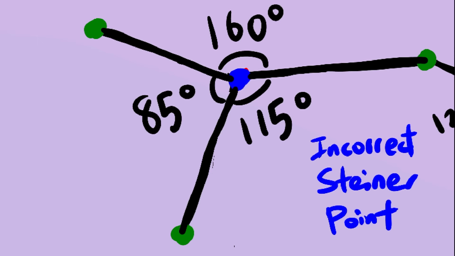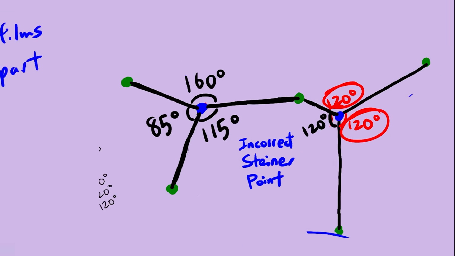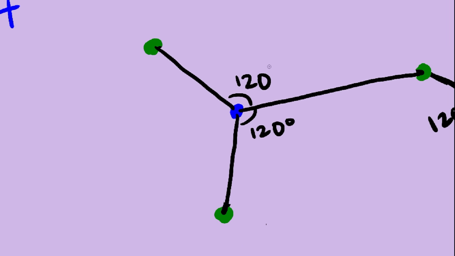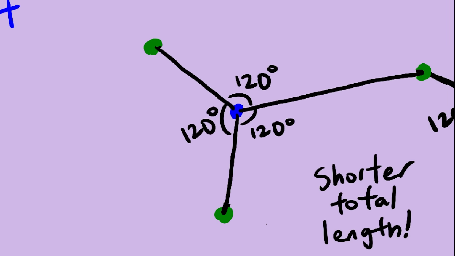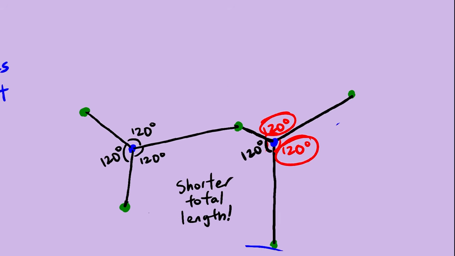But notice how this is the exact same situation as the one we just proved. We can adjust these angles into 120-degree angles, which we know is better than before. The total length has decreased. Therefore, the old network can't be optimal because we know we can better optimize it.